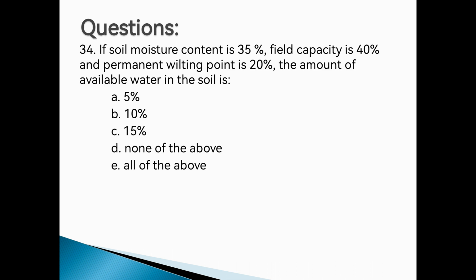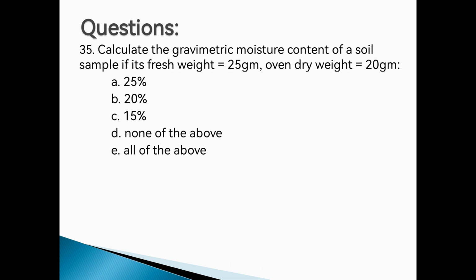Number 34. If soil moisture content is 35%, field capacity is 40%, and permanent wilting point is 20%, the amount of available water in the soil is: A. 5%, B. 10%, C. 15%, D. None of the above, E. All of the above. The correct answer is C. 15%.